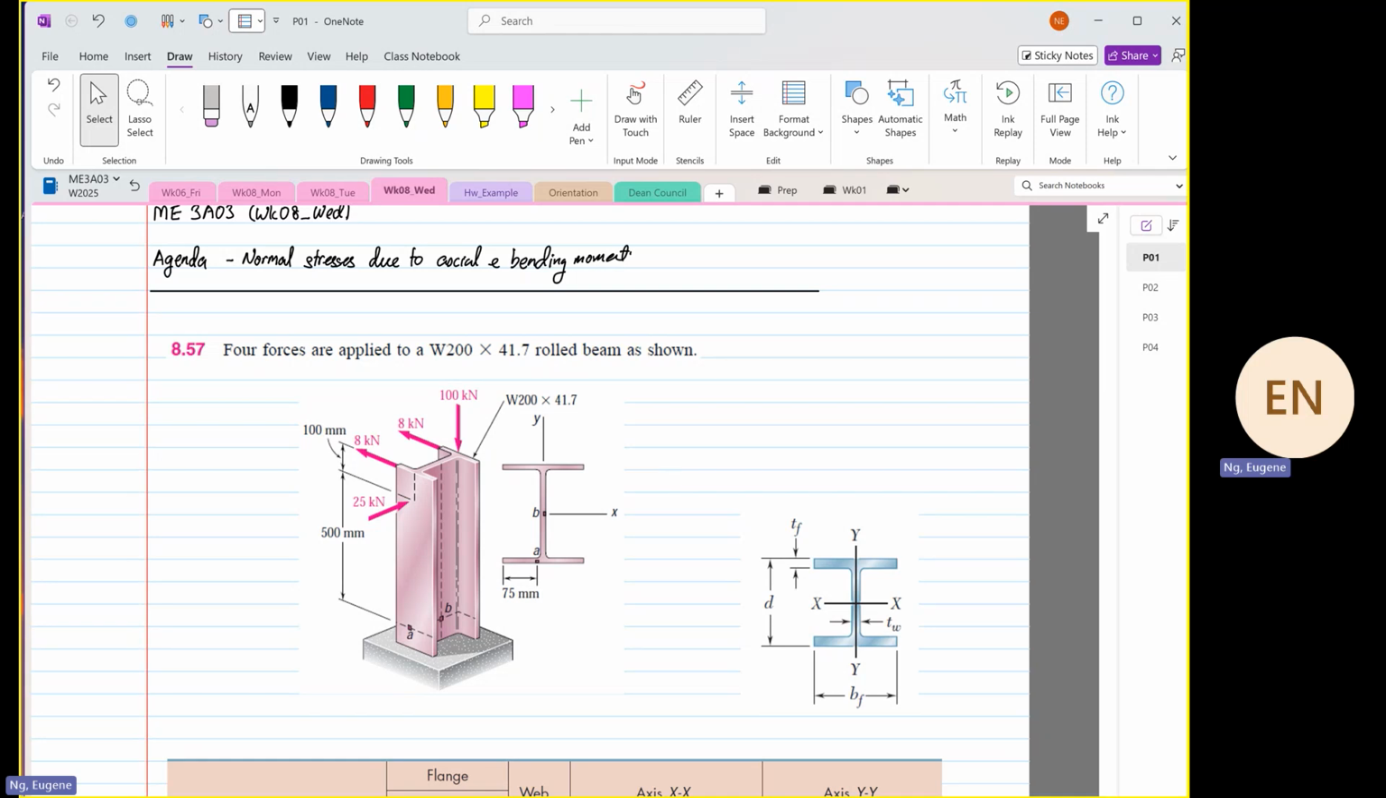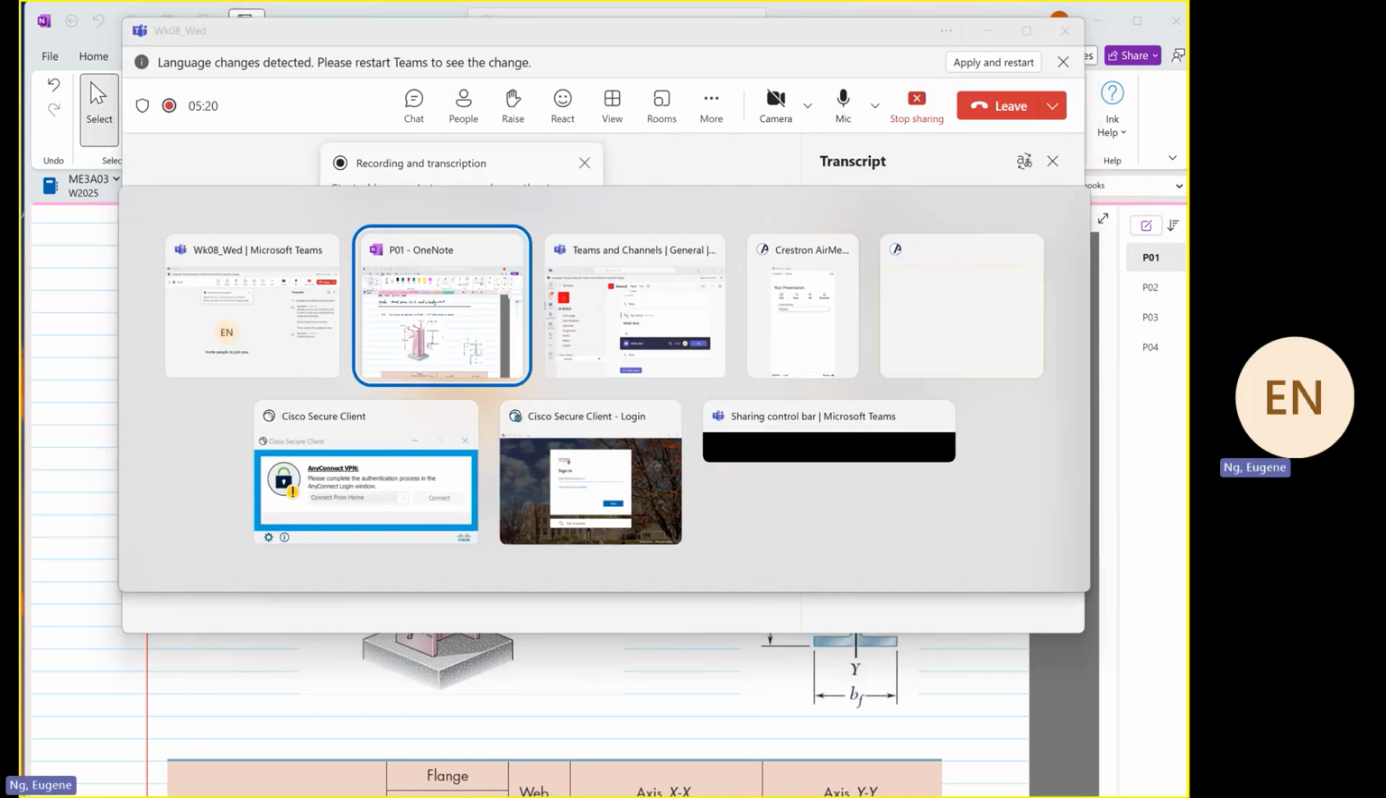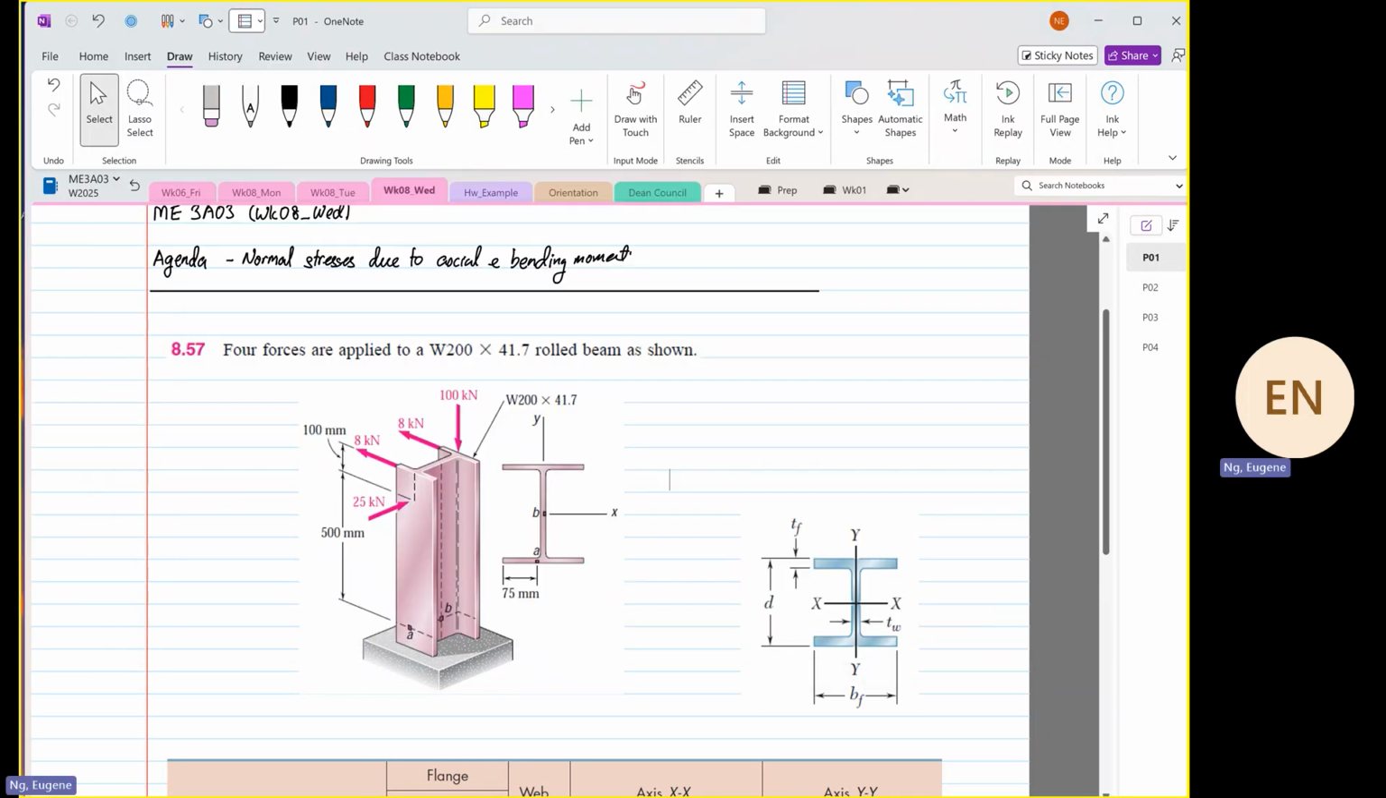This problem is very similar to the last question in your homework. Okay, very similar. Only they use standard SI units, whereas in your homework, it's in imperial. Okay.